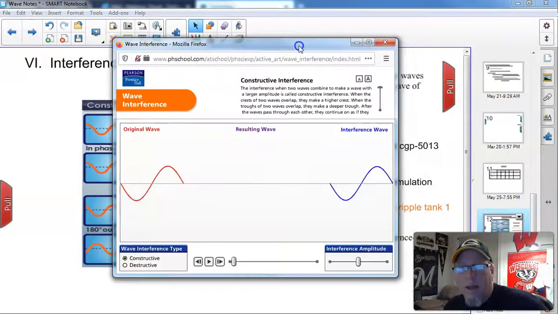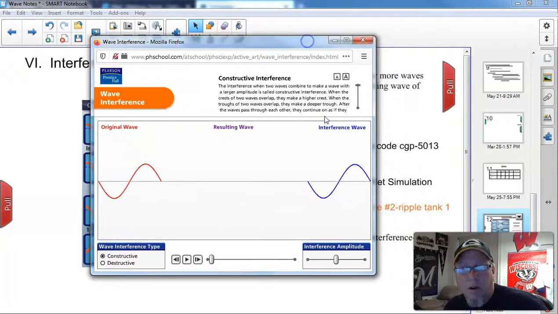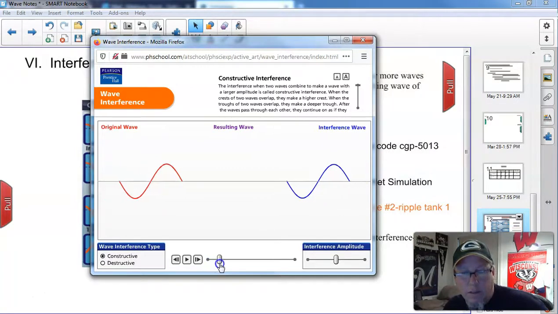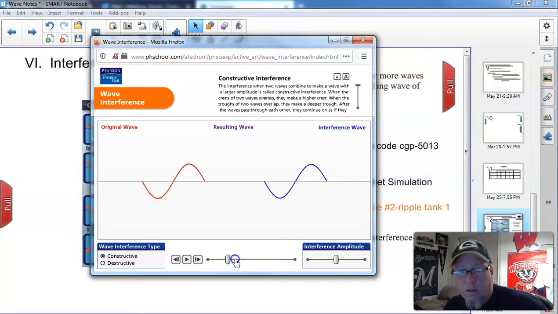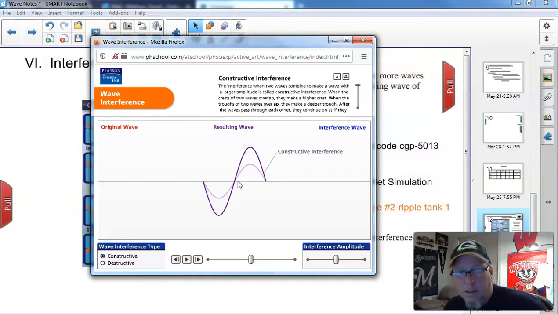I'm going to bring this one back, and I already have it checkmarked where we're looking at constructive interference. So when these two waves come together, when this trough interacts with this trough and this crest interacts with this crest, notice what happens to the overall wave. You get constructive interference. Now I think it's a little bit hard to see when you have the two waves be exactly the same size.